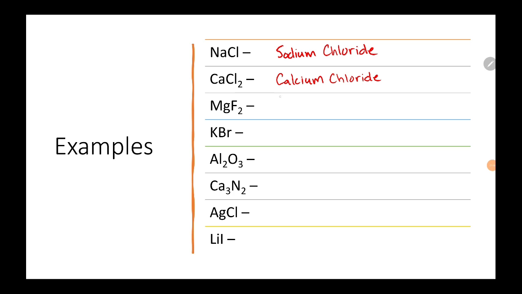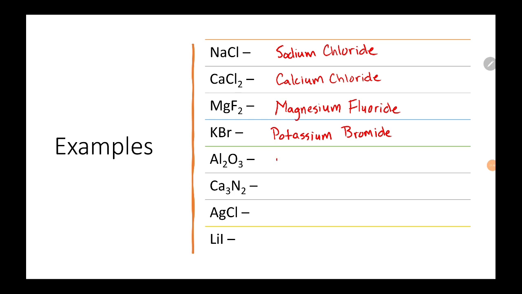The next formula says MgF2, and Mg is the symbol for the element magnesium. F is the symbol for fluorine, which we will change to fluoride in order to complete that name. The next formula, KBr: K stands for potassium. Br stands for the element bromine, which we will alter to bromide for the correct name.